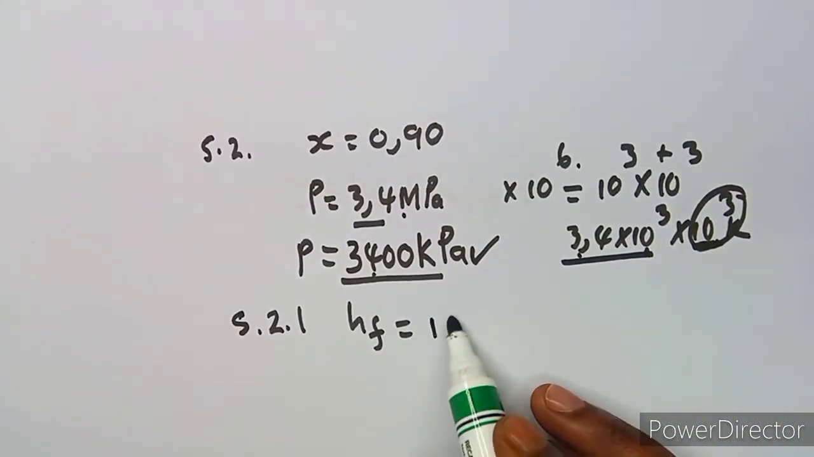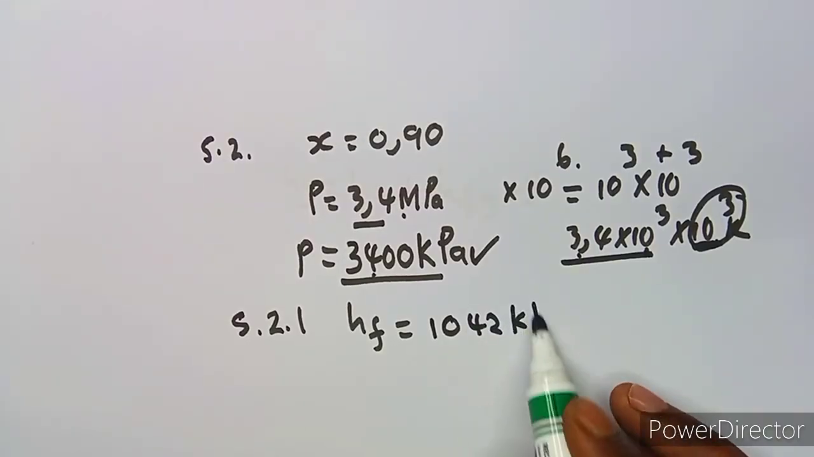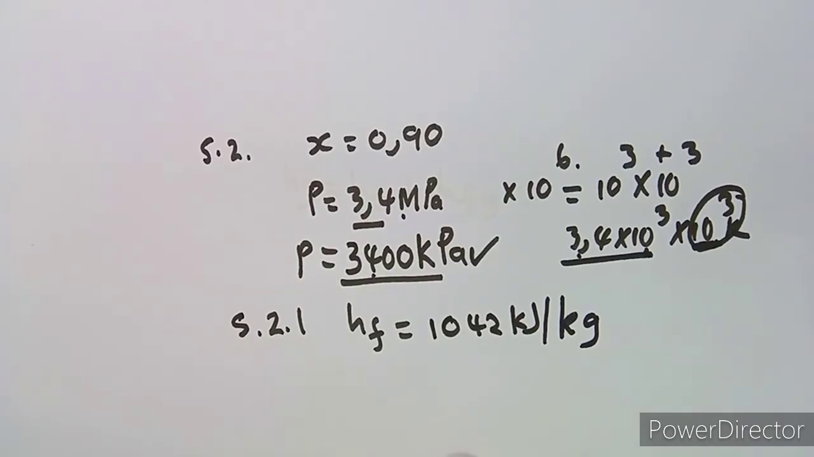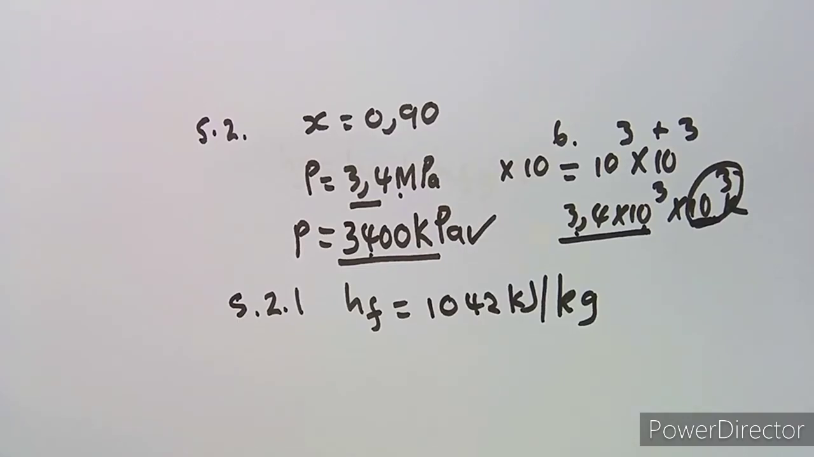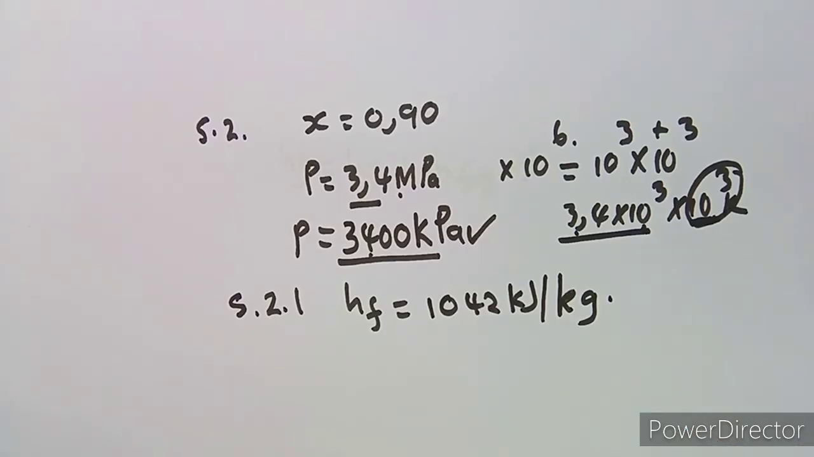So this one is 1042 kilojoules per kg, for each kg. Which means for 5 kgs you would multiply by 5 kgs, depending on the working, but we just need the answer as it is. Because we wrote per kg, writing this is fine.